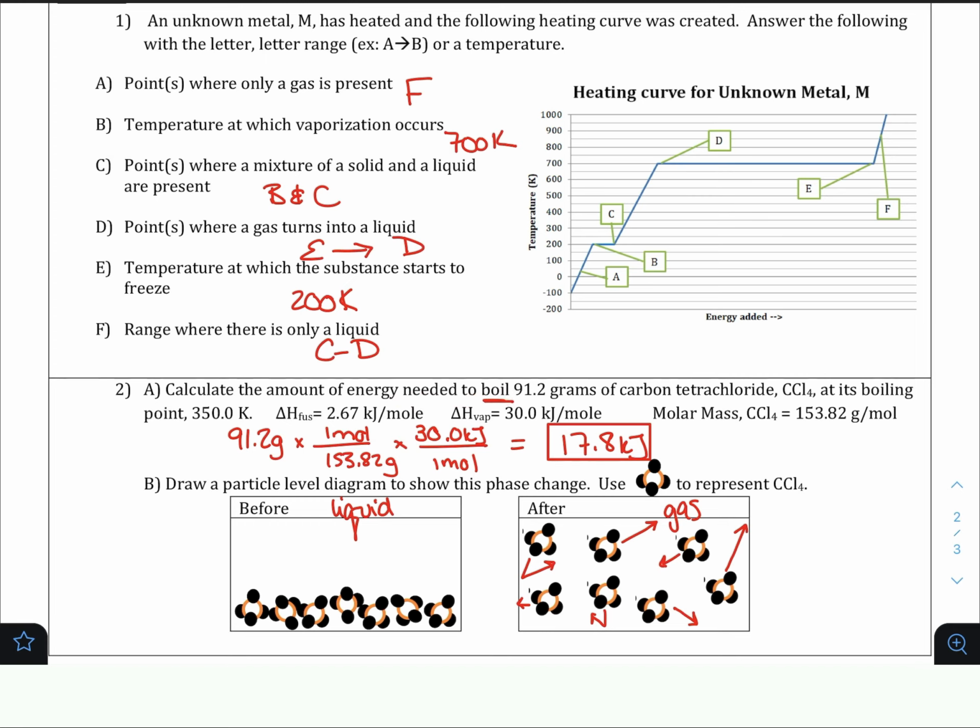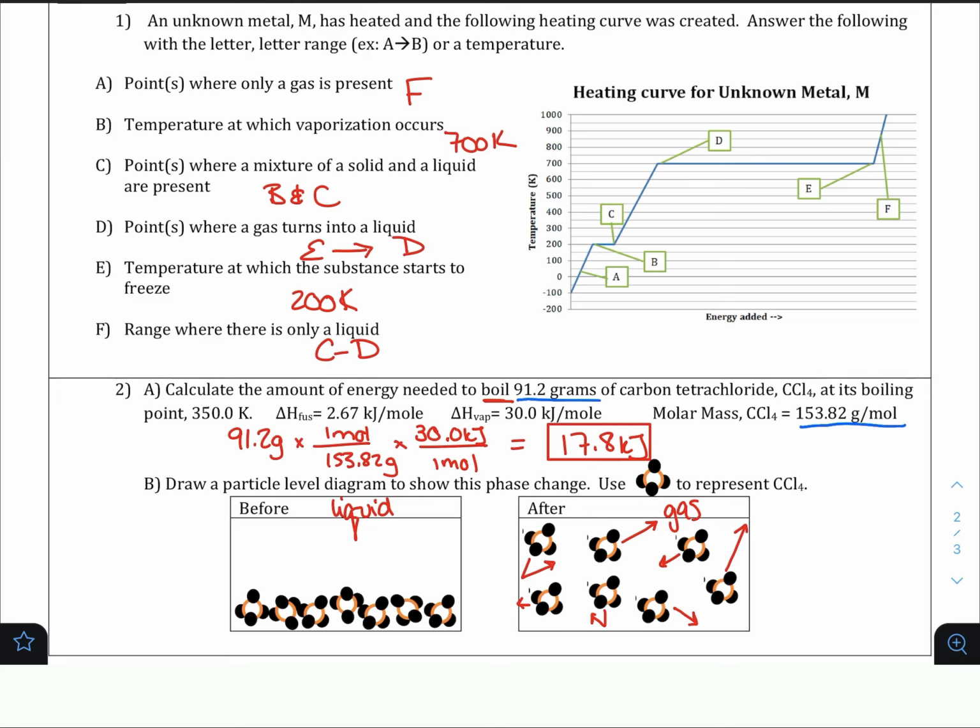91.2 grams of carbon tetrachloride at its boiling point, 350 Kelvin. It's giving you lots of extra information in this problem. The things that we need to pay attention to are how many grams we start with. Since it's in grams, and usually we do things in moles, this molar mass might come into play, especially considering that both of these are in kilojoules per mole.